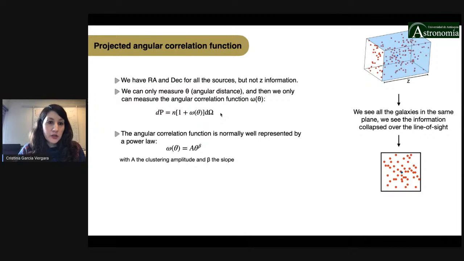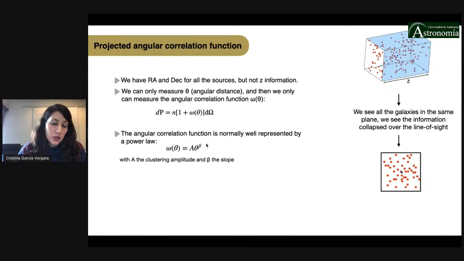The definition for the angular correlation function is exactly the same as the 3D correlation function, but here you have omega theta, which is the angular correlation function, and instead of the volume, you have only solid angle, because you don't have information about how much volume you are tracing. You don't know if you're tracing from redshift 1 to redshift 3 or from redshift 0 to redshift 10. You don't really have that information because you don't have the distance to the sources.